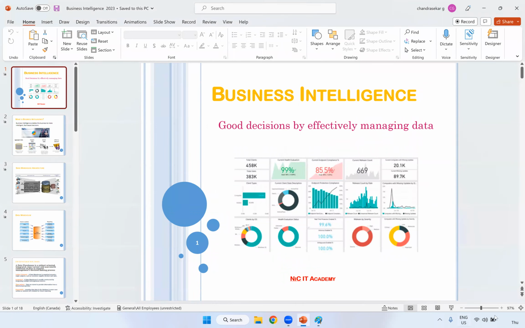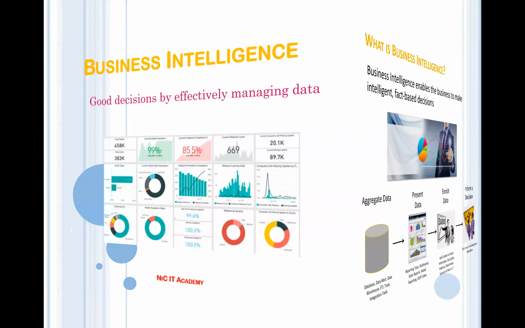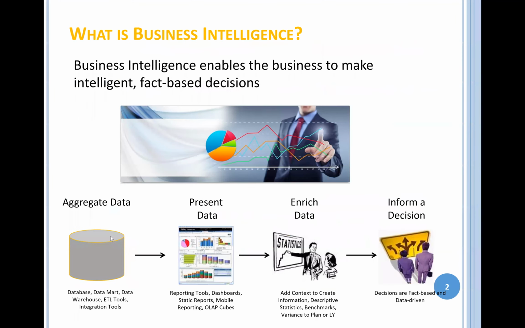And for business intelligence, as I mentioned in yesterday's session, business intelligence is nothing but taking good decisions by effectively managing the data. The business users take decisions by looking at these statistics. They generate different kinds of metrics from all the data collected in the data warehouse. It has 4 stages: first aggregating the data, then presenting the data, then the business people analyze the data, and they take a decision accordingly.